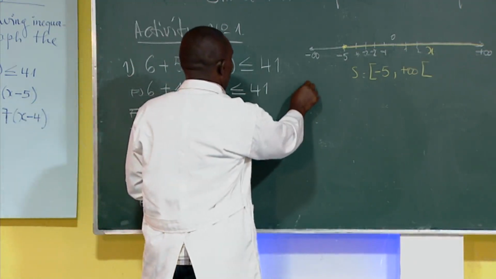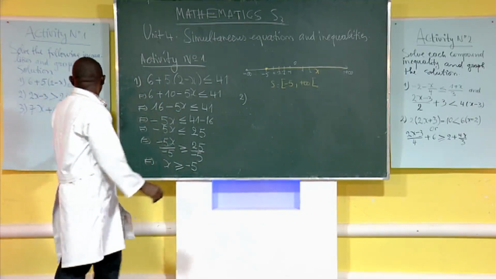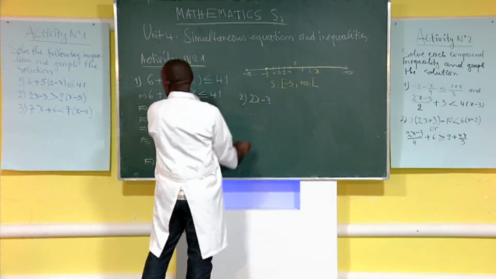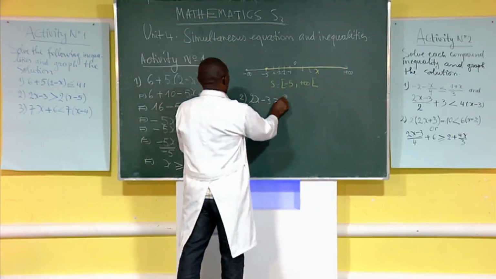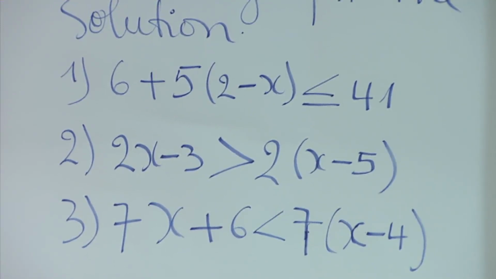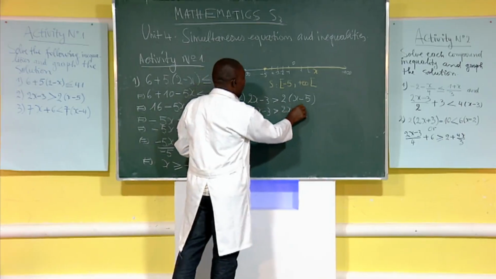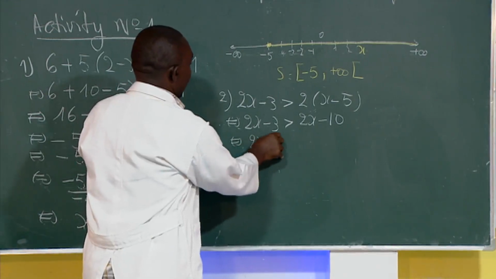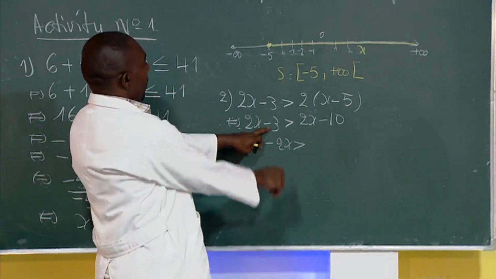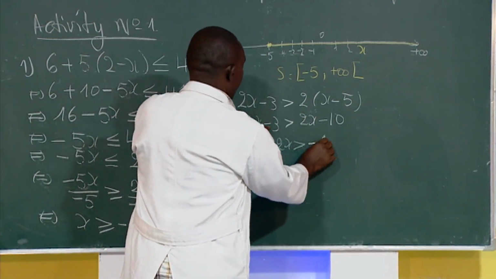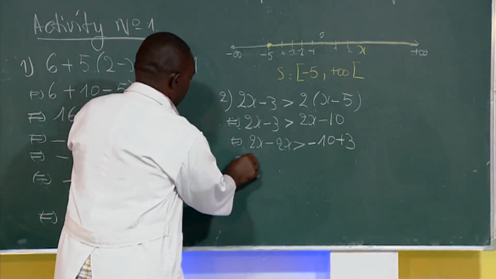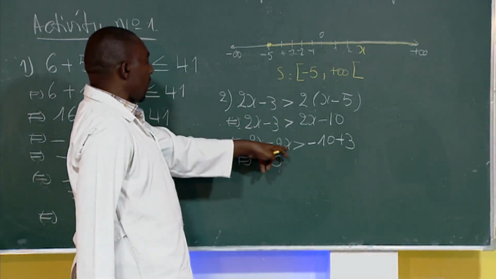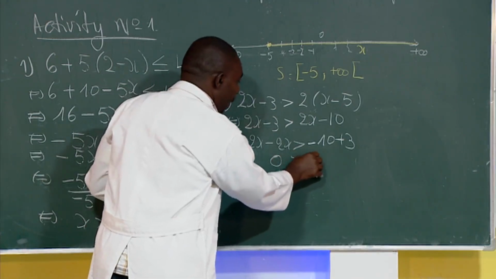Number 2. We have 2x minus 3 is greater than 2 times x minus 5. This is equivalent to 2x minus 3, which is greater than 2x minus 10. Moving 2x to the left-hand side, we'll be having 2x minus 2x, which is greater than, moving minus 3 to the right-hand side, it will be minus 10 plus 3. So we have 0, 2x minus 2x is equal to 0, which is greater than minus 7.